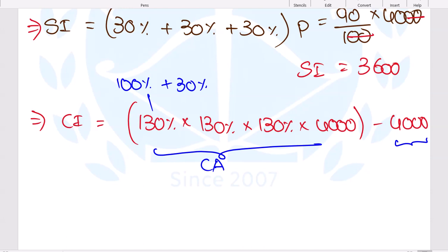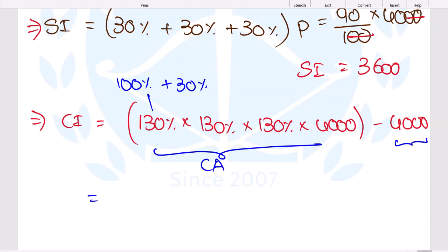I gave 4,000 to you. You gave 5,000 to me. What is the extra I got? 1,000. Why did you remove 4,000? That is the amount he gave to you. Extra is what? Interest. Interest is the extra amount that you receive. Here principal is also there, so we're removing that.